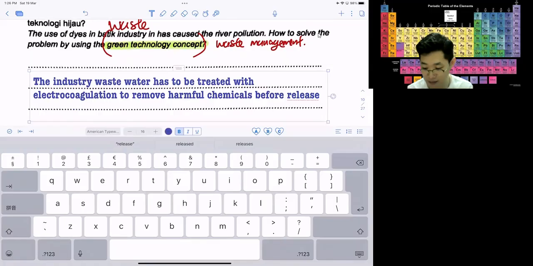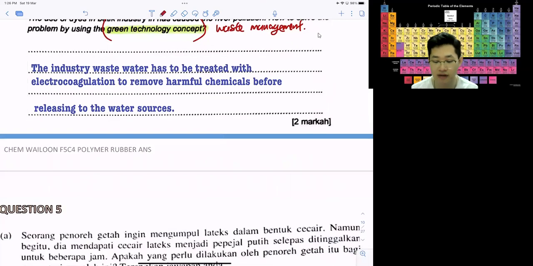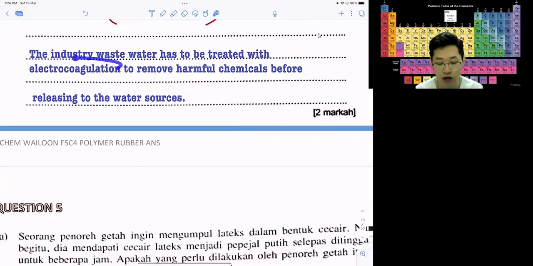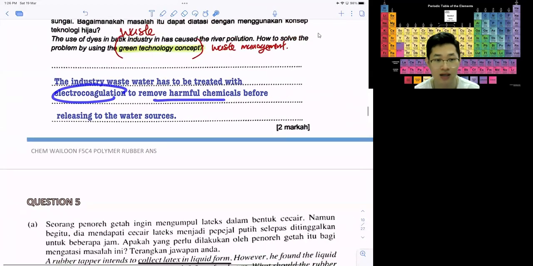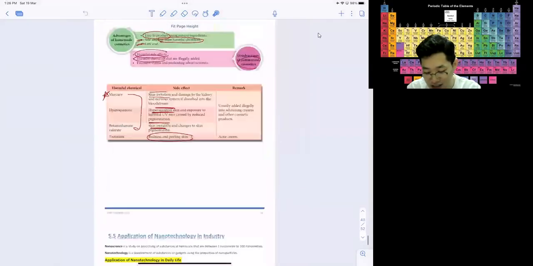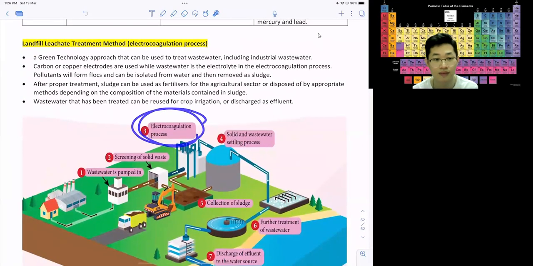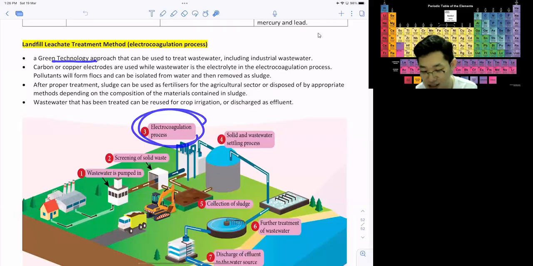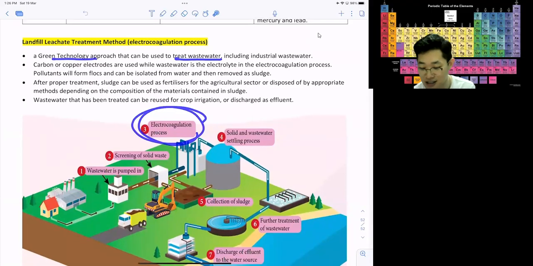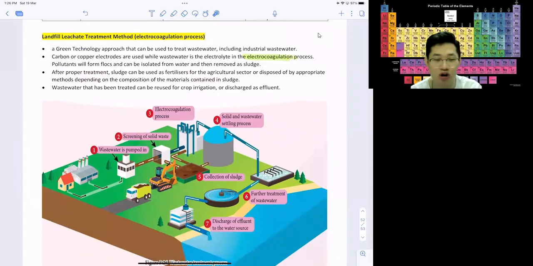For releasing to the water sources. This one has two points inside already, right? So the method is electrocoagulation. It can remove harmful substances. Green technology used to treat water. The most important thing here is electrocoagulation.